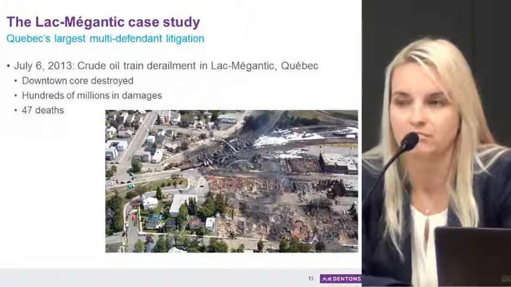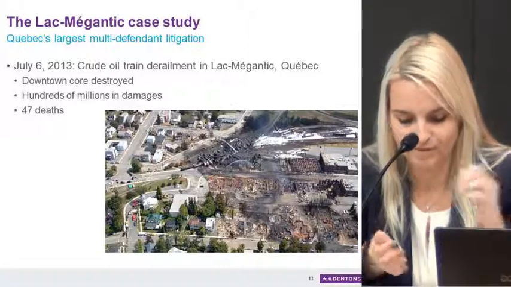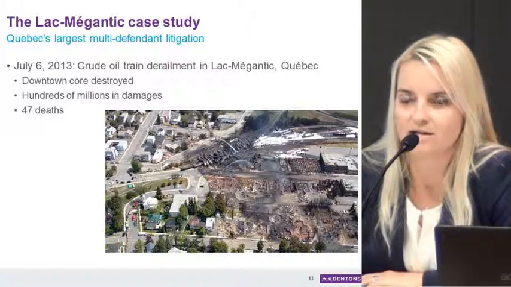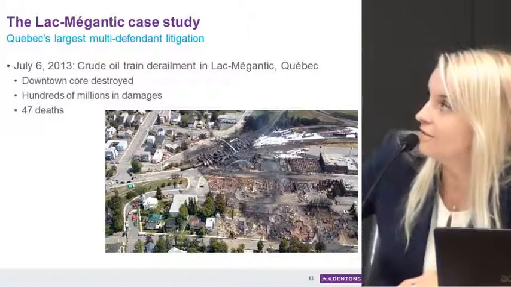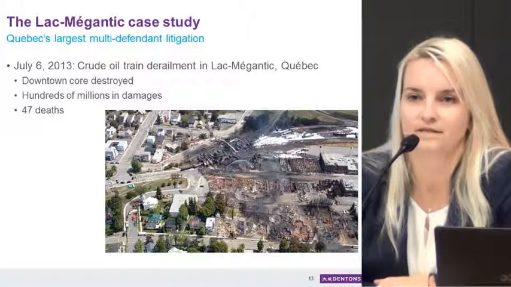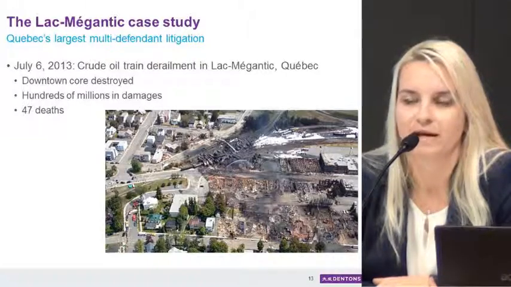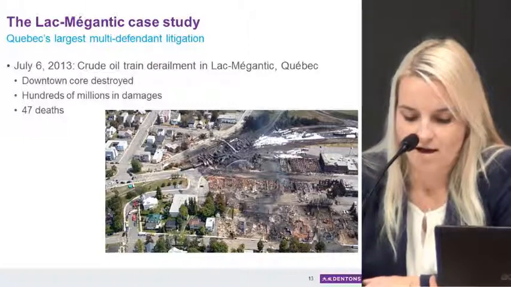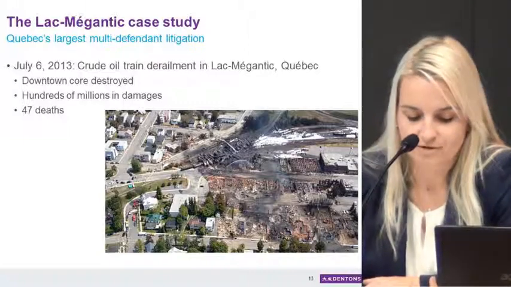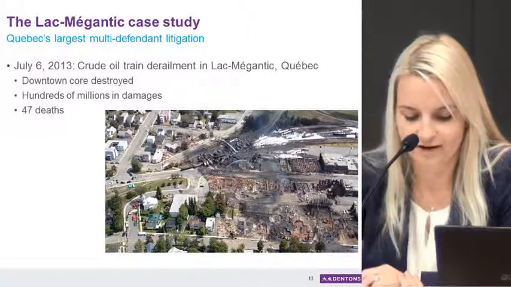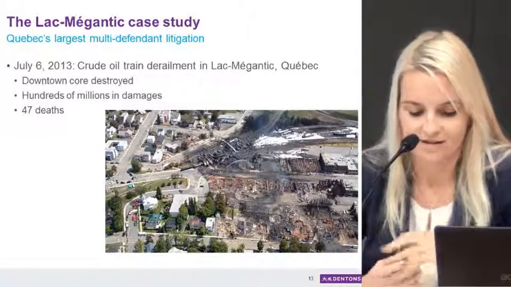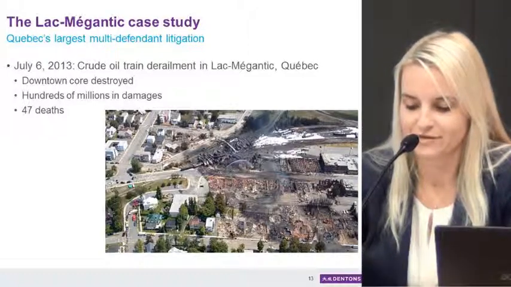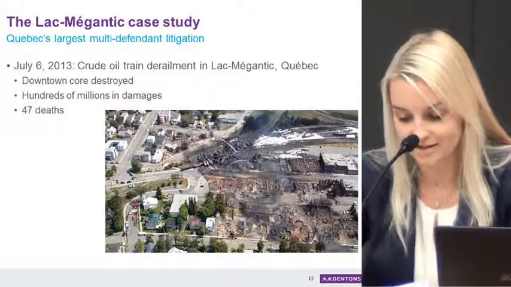It destroyed I don't know how many buildings, I think about 30 buildings in downtown Lac-Mégantic. It exploded on July 6, 2013, just after midnight, and killed almost 50 people. It destroyed the entire downtown. So as I said, it's the worst train accident in Canadian history.